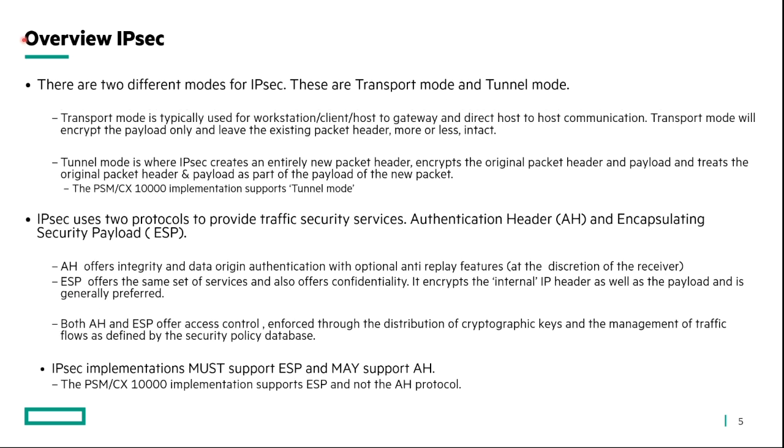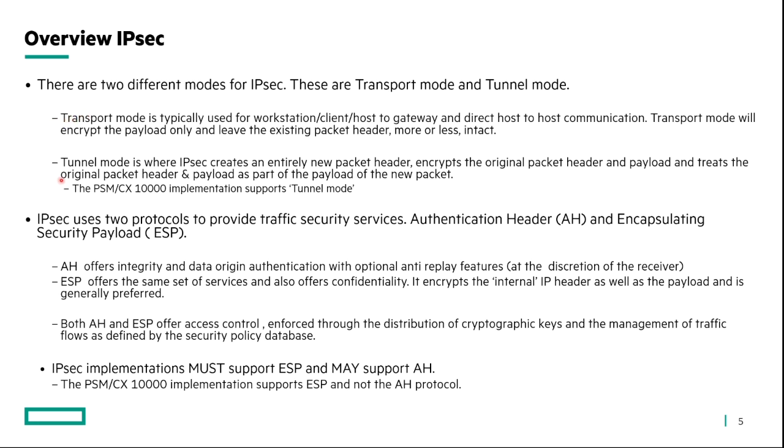So drilling down to a bit more detail with the overview of IPsec. There are 2 different modes for IPsec, transport mode and tunnel mode. Transport mode is typically used for a workstation or client server host to a gateway or host-to-host communication. Transport mode will encrypt the payload only, not the header, and leave the existing packet header more or less intact.